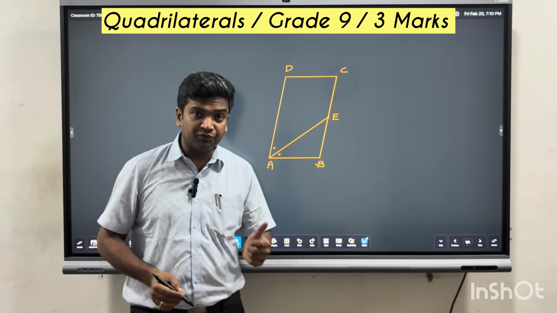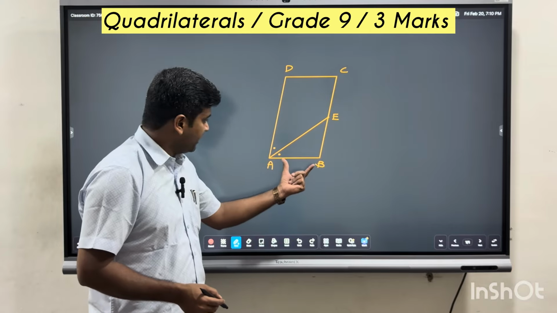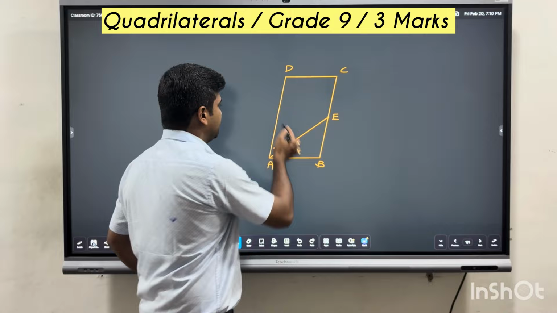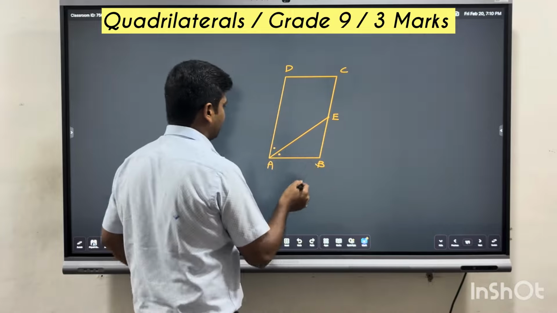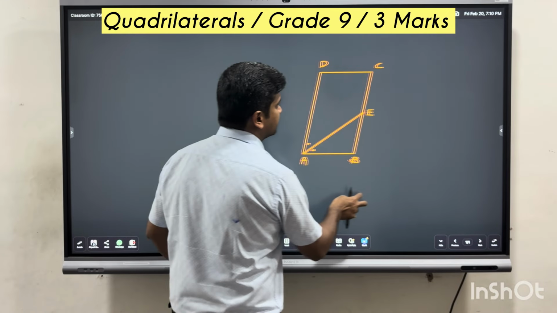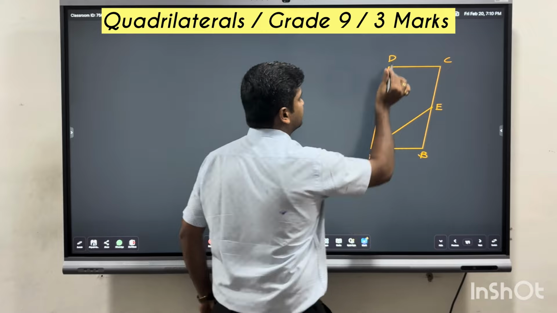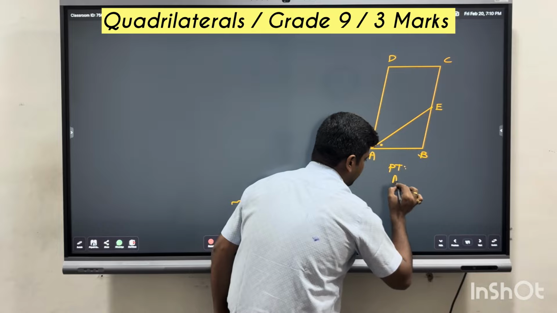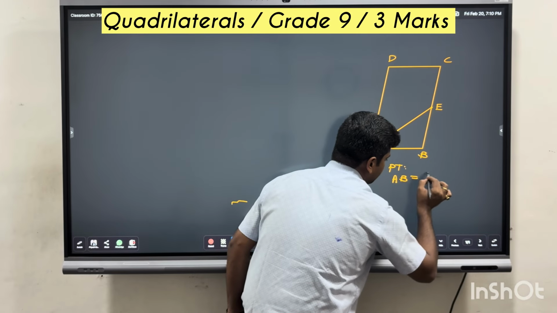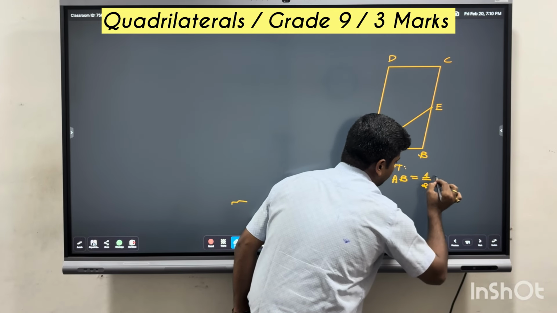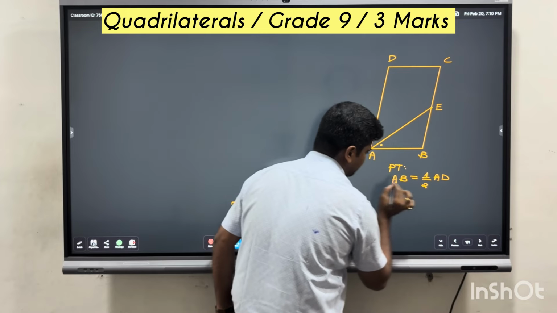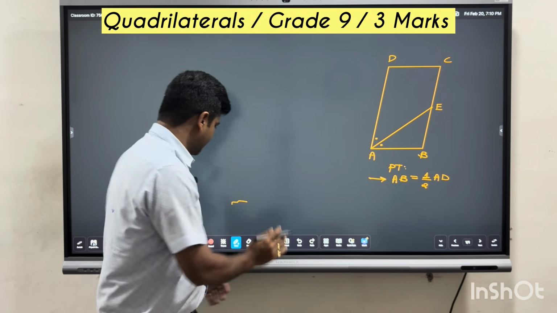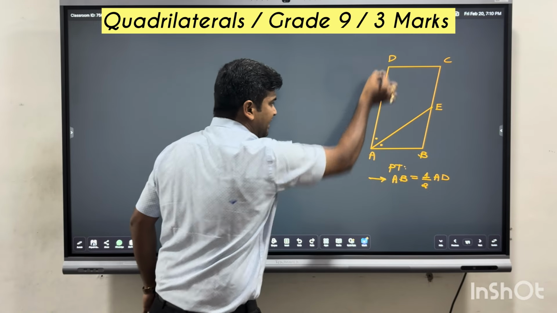Now, prove that AB should be half of AD. So I'll take the figure this side, and write here what we have to prove. Prove that AB is equal to half of AD. This is what I want to prove. Think, children. AB is on this side, AD is on this side.